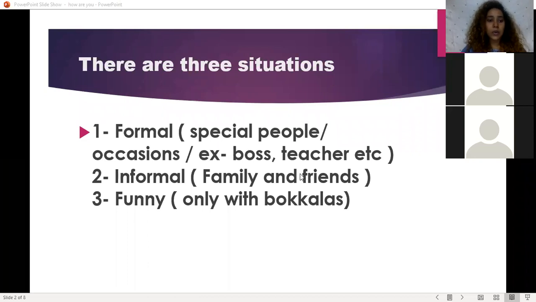Is there an issue? Can you all hear me? I think you can. Okay, if you have anything to say, unmute and talk, or check the chat box. The funny methods are only with friends, but there are different methods that you can ask.